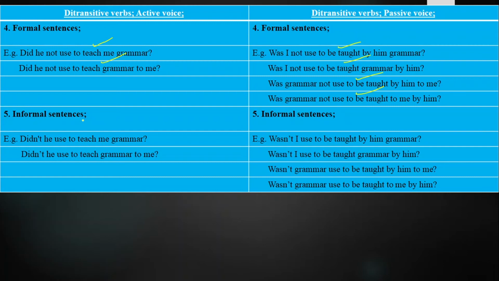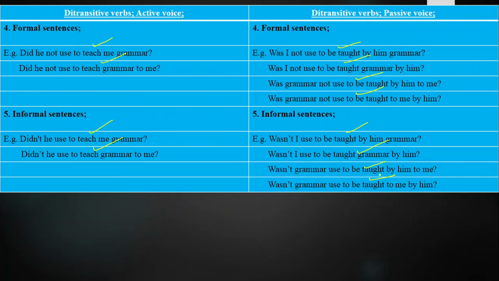Last we have got the informal sentences of the structure used to. Didn't he used to teach me grammar? Didn't he used to teach grammar to me? Wasn't I used to be taught by him grammar? Wasn't I used to be taught grammar by him? Wasn't grammar used to be taught by him to me? Wasn't grammar used to be taught to me by him? So these are the sentences of the structure used to.